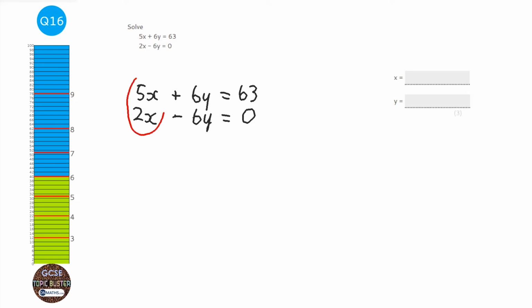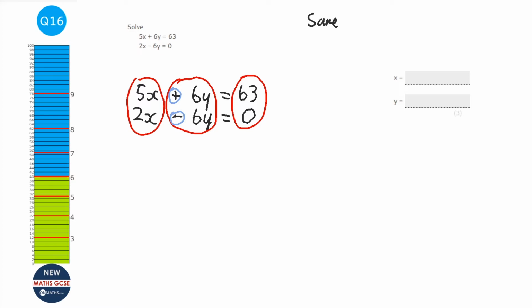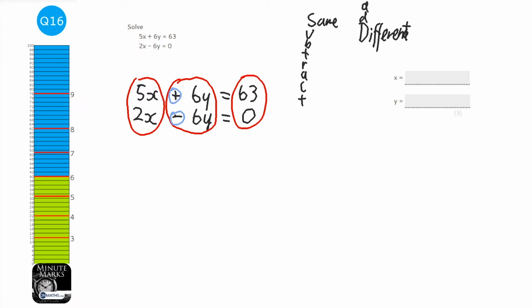And with simultaneous equations, we work downwards, which was step 2, but in this one, because the question has been nice, it's going to be step 1. Now we look at the signs for the one with the coefficient that's the same. So the y's have a 6 before it, so we're looking at these signs here. Now, if they are the same sign, we subtract. If they are different signs, we add. And it's that simple. Now, they are different signs, so we know we are going to add. So we're going to add going downwards.